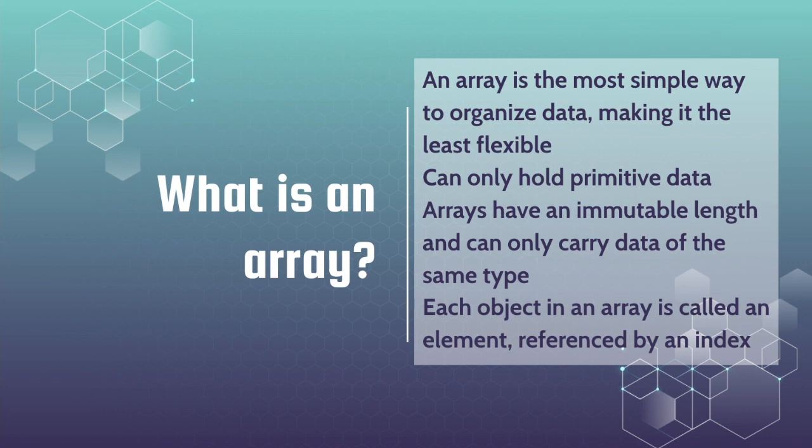So what is an array? An array is the most simple way to collect and organize data, but as a result, it is the least flexible in terms of usages and methods. Unlike array lists and linked lists, arrays can only hold primitive data, so you can't use objects. Arrays also have an immutable length and can only carry data of the same type. Last but not least, each object in an array is called an element referenced by an index.